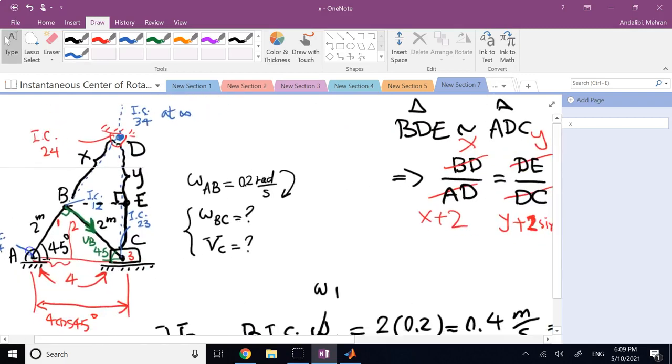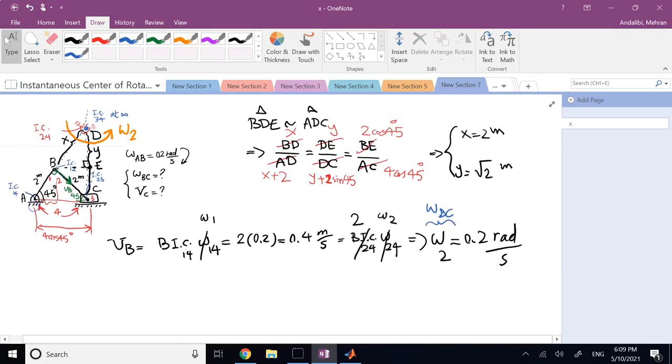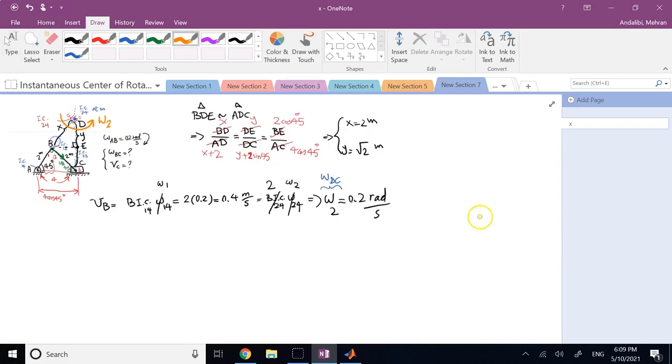Which direction? Clearly, if B is to rotate about D and the velocity of B is downward to the right, the only solution for it is for this omega of BC or omega of 2 to be this way, correct? That's the only solution. And it has to be counterclockwise.